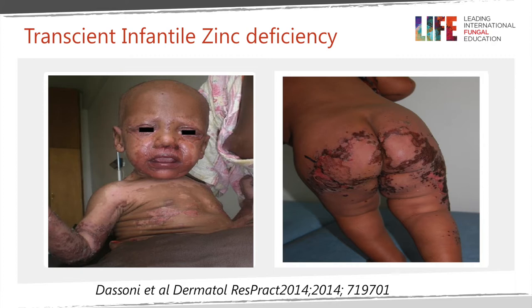You don't typically get pustules and papules with zinc deficiency, but sometimes, because you don't know, you're wondering, is this Candida diaper dermatitis that has progressed to the maceration stage? Or is this zinc deficiency? So you're not sure where you're at. But what you get is you get these around the mouth and you get it around the perianal region as well.